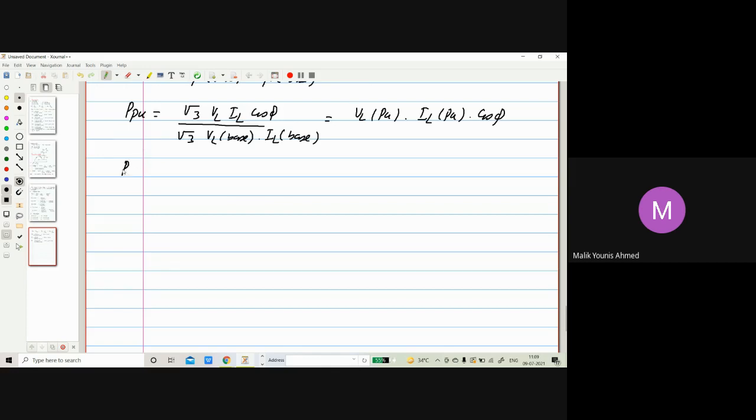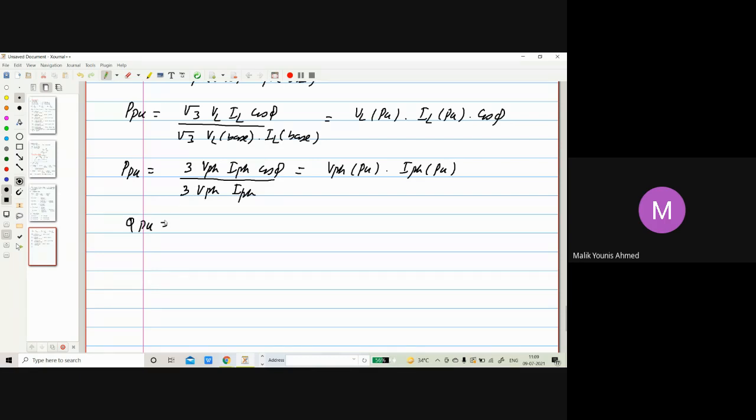Now, if I have to get the same real power in terms of phase value, V phase I phase cos of phi divided by the apparent power base, which will be again 3 V phase I phase only. Okay, the base will be in the complex power, that's the apparent power. 3 gets cancelled, V phase in per unit multiplied by I phase in per unit.